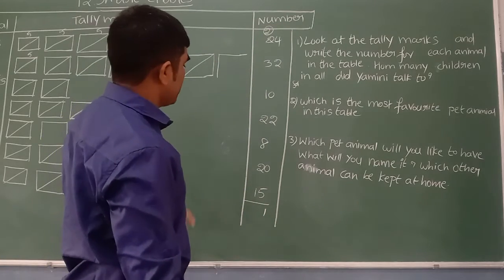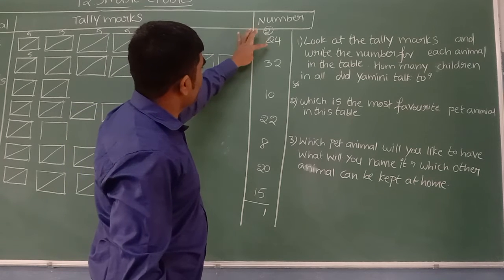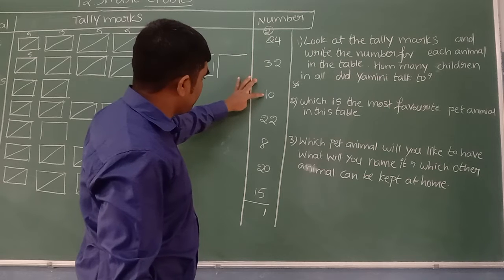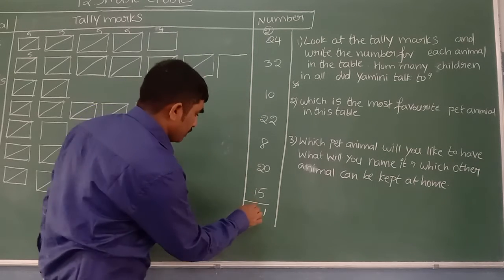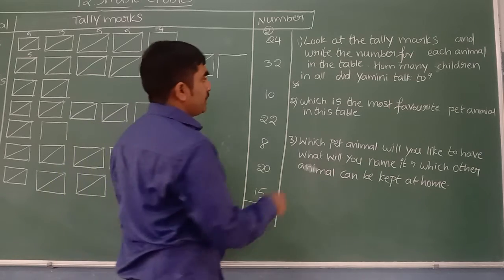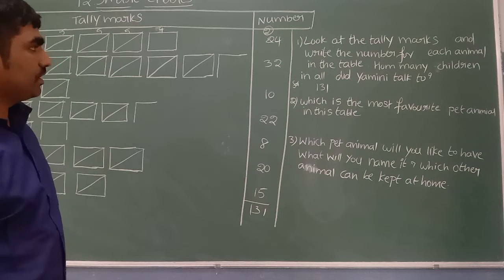Yes. Next you can see over here. 2 plus 2 is 4. 4 plus 3 is 7. 7 plus 1 is 8. 8 plus 2 is 10. 10 plus 2 is 12. 12 plus 1 is 13. So there are a total of 131 students. How many students? Total 131 students.